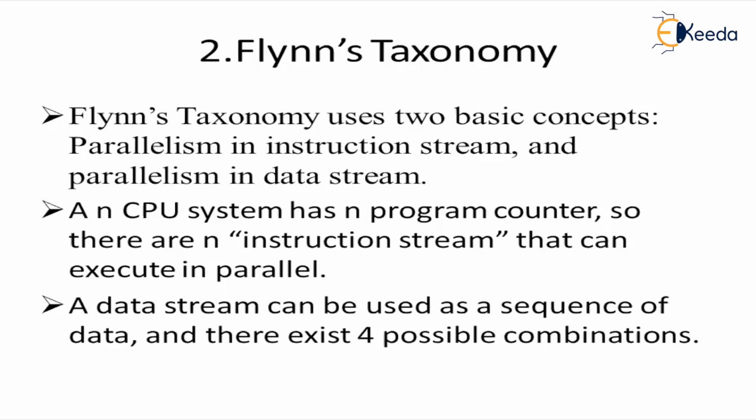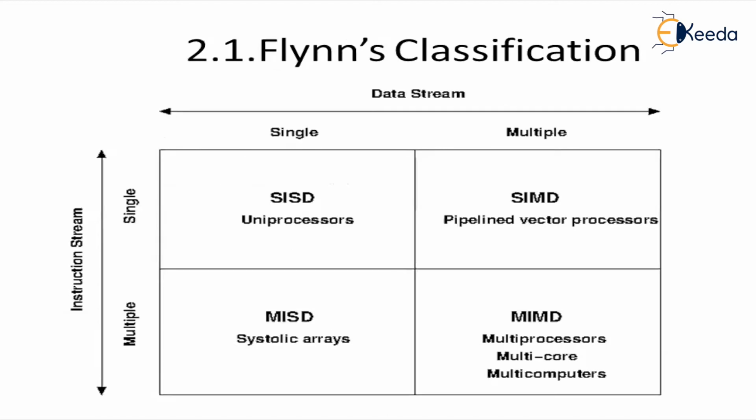A data stream can be used as a sequence of data, and it has four possible combinations connected to it. So what are those four possible combinations? Your entire data has been divided into two types: one is called data and the second is called instruction. When you have single instruction, single data, it is called a uniprocessor system. It is called SISD.